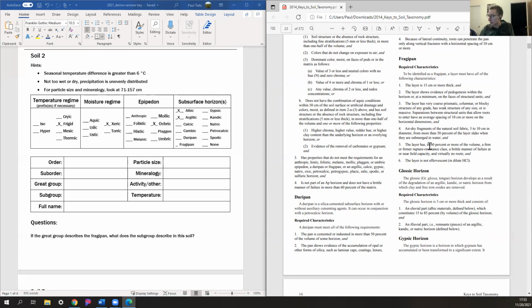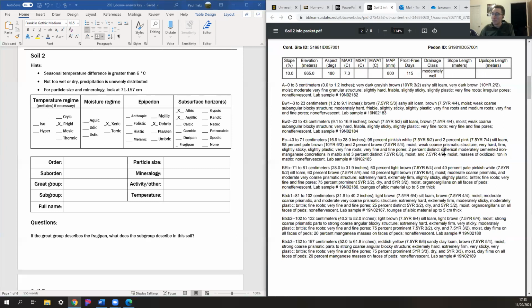Okay, lastly, item 5, the layer has 60% or more of the volume firm or firmer rupture resistance class of brittle manner of failure at or near field capacity and virtually no roots. So it's root restrictive, and it's really hard to break. It's brittle. I see that right there, brittle, and then firm or extremely firm. You think that's in here somewhere? Extremely hard, extremely firm. Yeah, absolutely. This is textbook fragipan. So let's mark that in with an X.